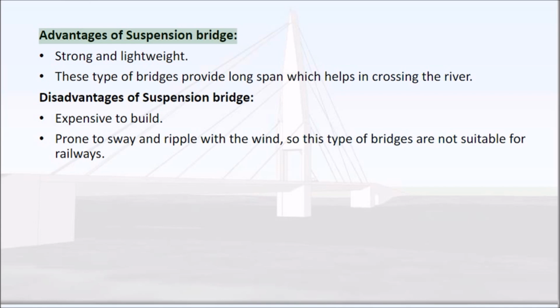Advantages of suspension bridge: strong and lightweight. These type of bridges provide long span which helps in crossing the river. Disadvantages of suspension bridge: expensive to build, prone to sway and ripple with the wind, so this type of bridges are not suitable for railways.